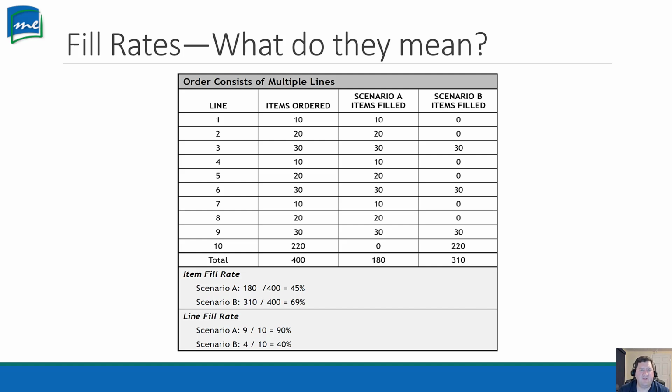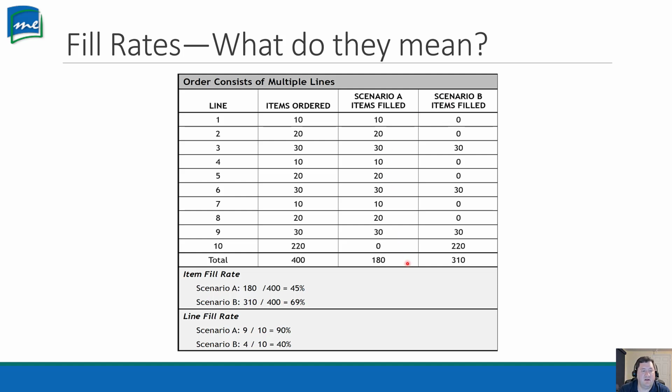So we also have fill rates. What does that mean? Well, basically this is how many orders we can fill successfully. So we have 2 scenarios here, scenario A and B. Then we have the items ordered. For example, line 1 says 10 items are ordered. Scenario A filled all 10 of those, and scenario B filled 0 of them.